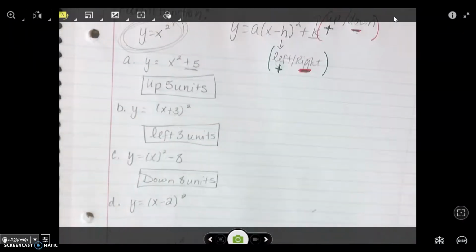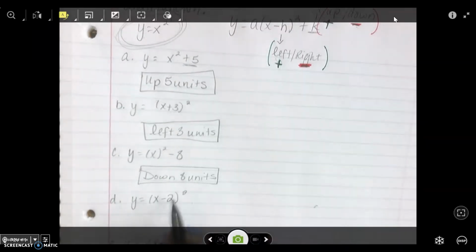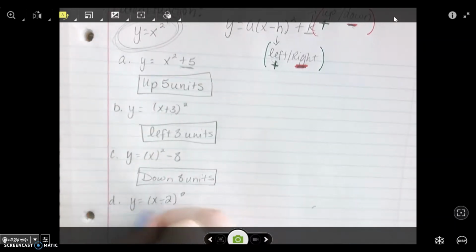Letter D. This says y equals x minus 2 squared, and that's in parentheses. So this is going to be your left or right movement, and it's opposite of what you would think. This says minus 2. That's going to be right 2 units.